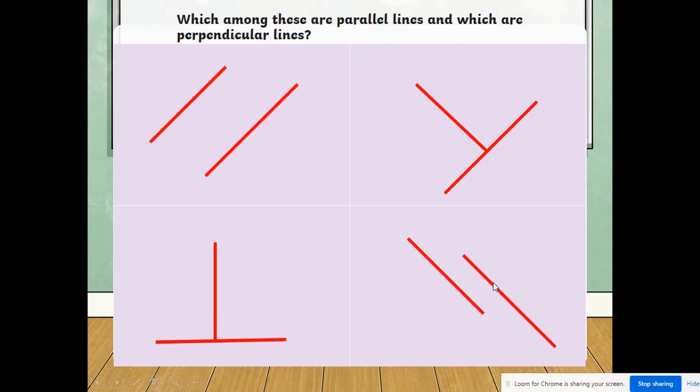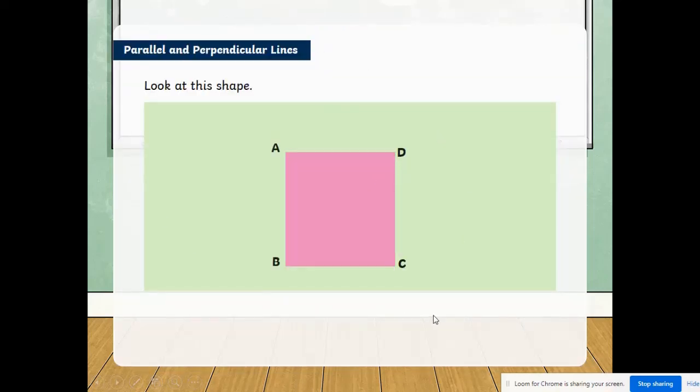What about these two lines? These two lines are parallel lines because they are the same distance apart even though they are not kept placed together. Okay, one is ahead and one is behind. If you extend these from either side, they are not going to meet. Okay, let's move ahead. Now look at this shape.